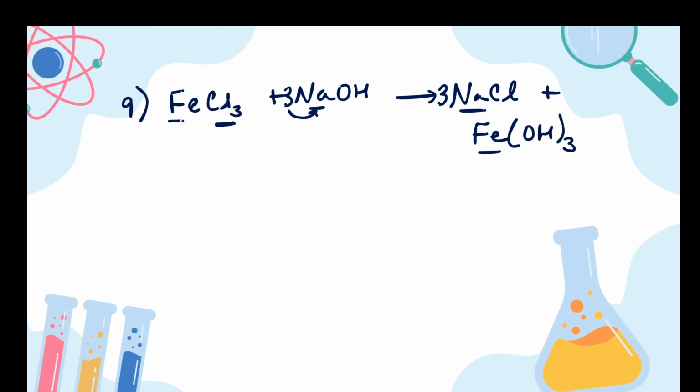Iron is 1. Iron is 1. Oxygen is 3. Here also oxygen is 3. And hydrogen is 3. Here also hydrogen is 3. So the reaction is balanced.